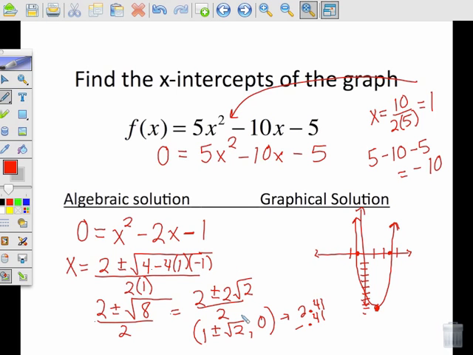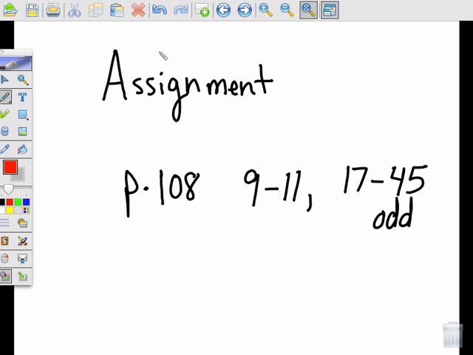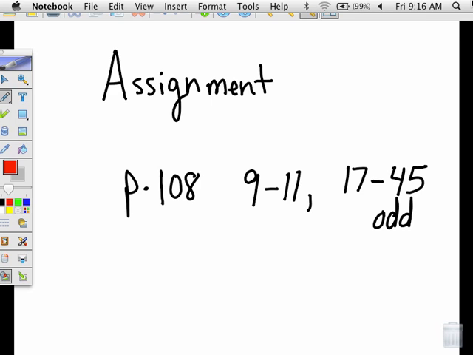And there you have it. So there's our graphical solution. You can see here we don't have any multiplicities because each of these intercepts just had one power to them. All right, there's your assignment for this section.